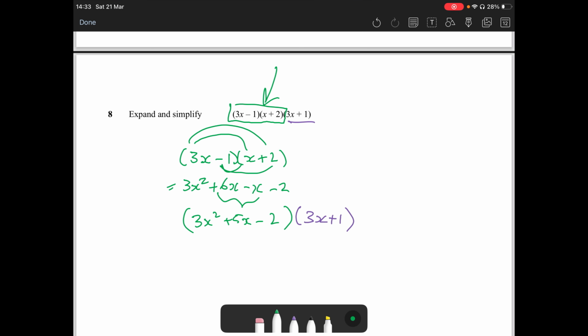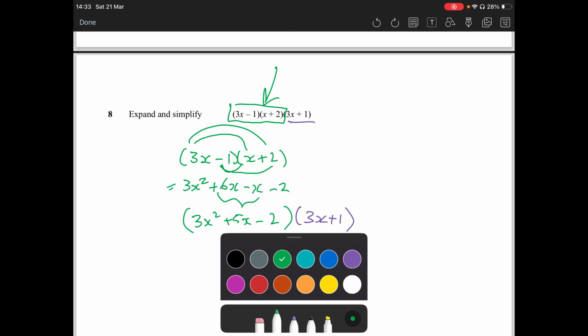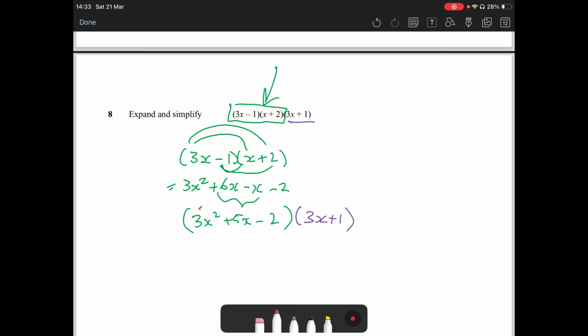So let's do that. Be careful here, because we're going to multiply all three terms by 3x. Let me choose a different color just to be clear. I'm going to switch it up. Let's go red. 3x squared times 3x is 9x cubed. 5x times 3x is plus 15x squared. And minus 2 times 3x is negative 6x.